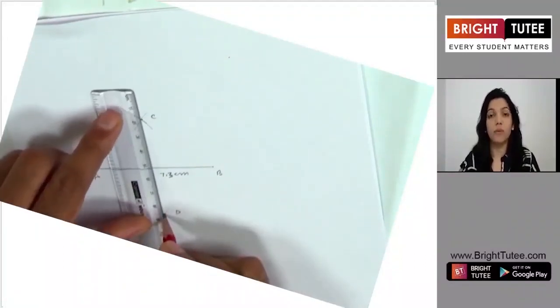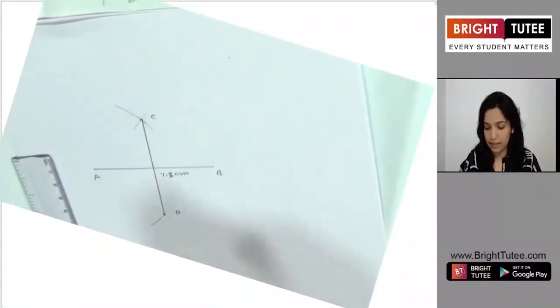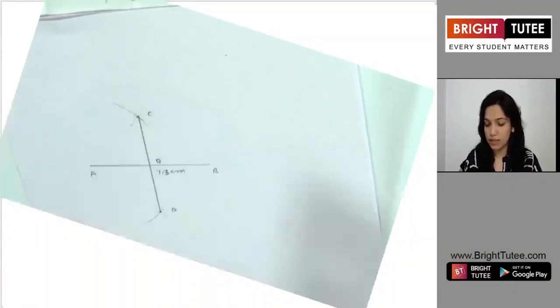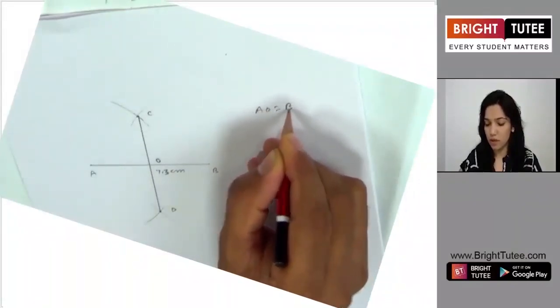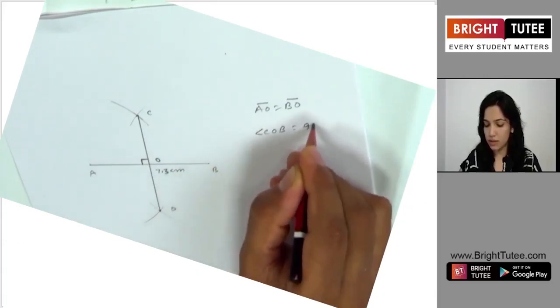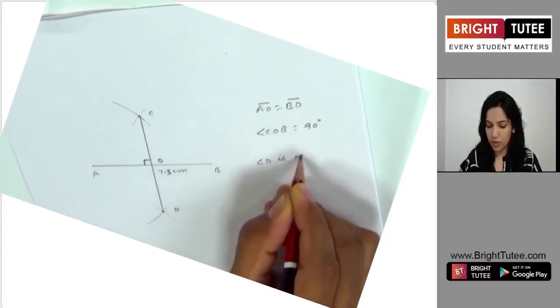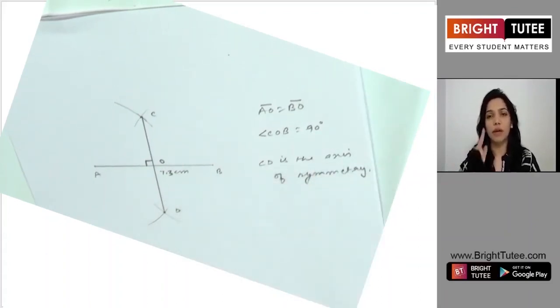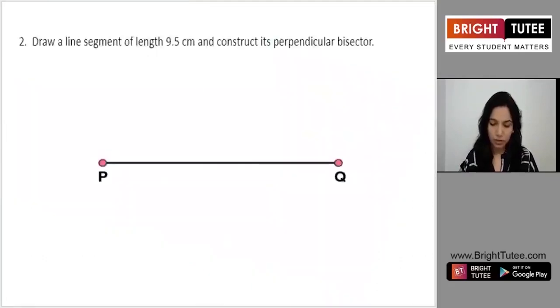So when you join points C and D, you will observe that, let's say, they are intersecting AB at point O. So if you measure, you will see that AO is equal to BO, and also angle COB is equal to 90 degrees. So it is enough that you write just one angle, definitely all the other angles will follow. So if you have written AOB as 90, it means that definitely COA and AOD and DOB are all 90, 90, 90 each. Okay, now moving ahead to the next question.